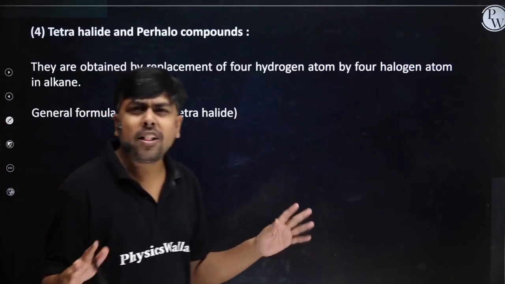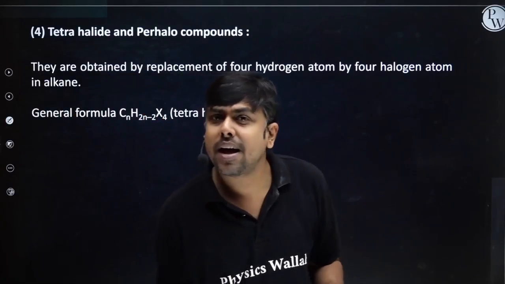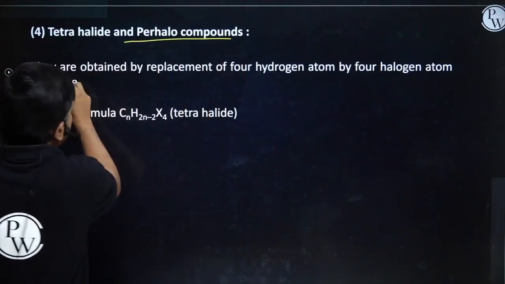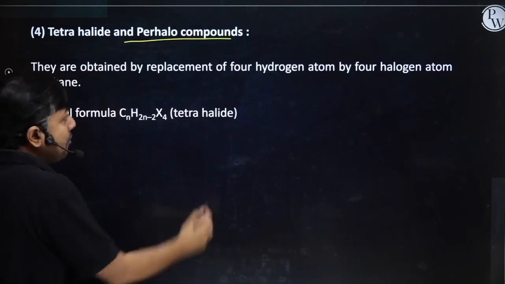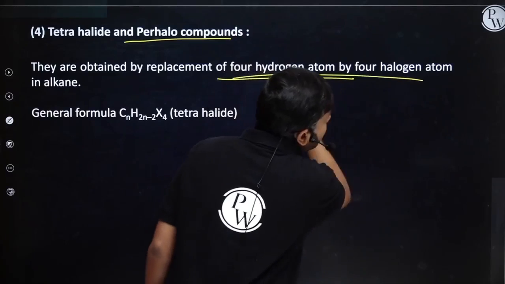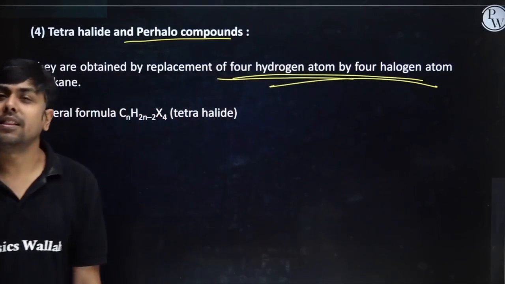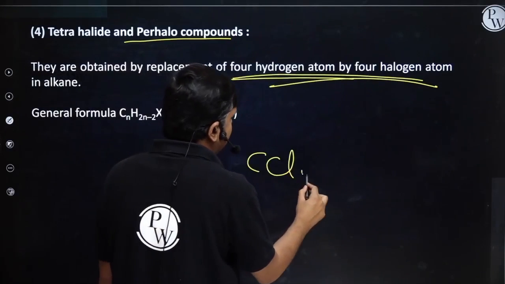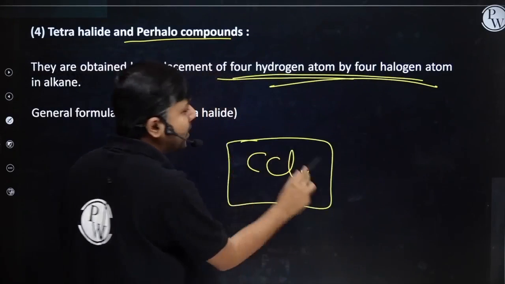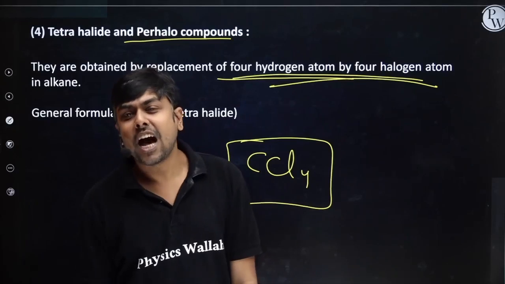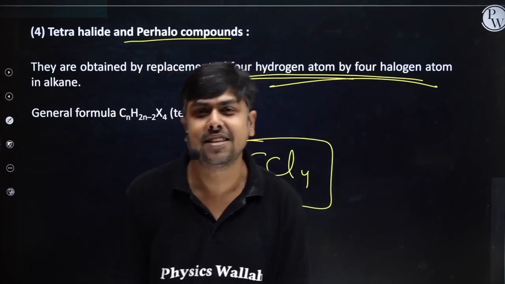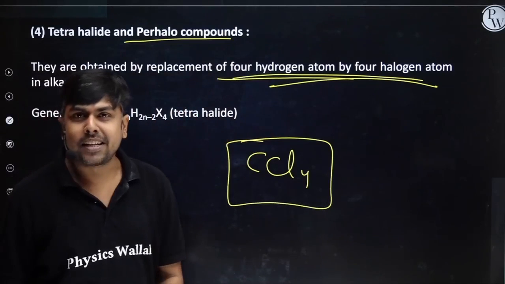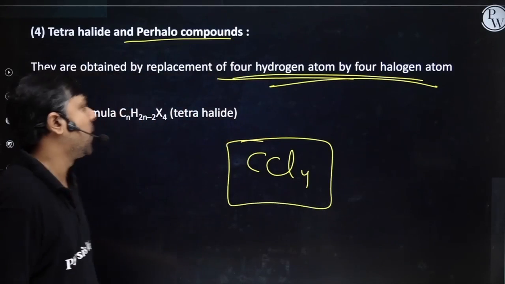Tetrahalides. All the hydrogen atoms are replaced by halogen atoms, or we say it as perhalo compounds. They are obtained by the replacement of 4 hydrogen atoms by 4 halogen atoms. Am I clear? The best example is CCl4, a non-polar solvent. Carbon tetrachloride, CCl4. It's a tetrahalide. Am I clear, student? Shall we move ahead? Okay.